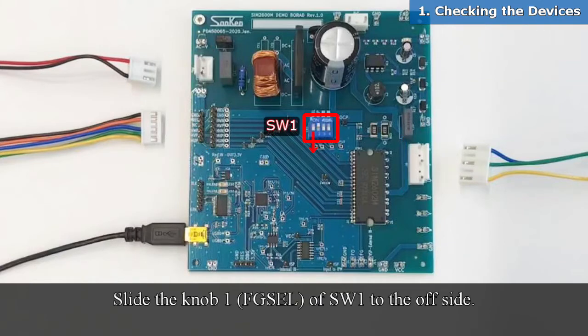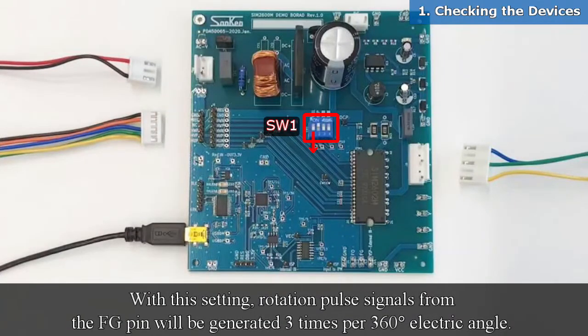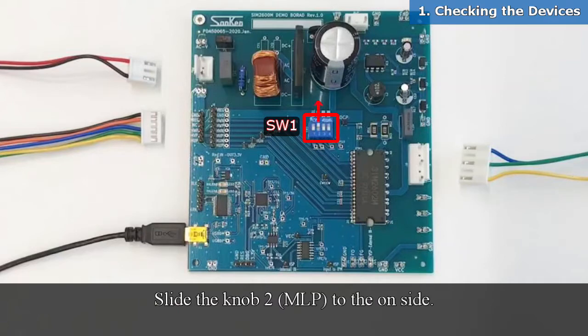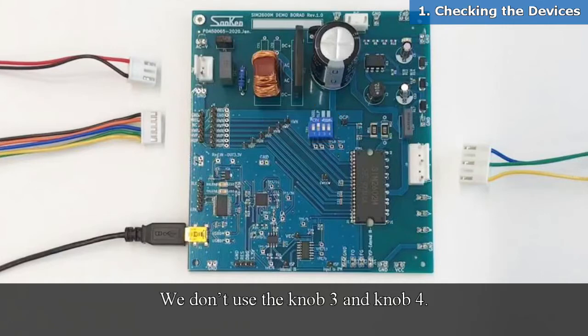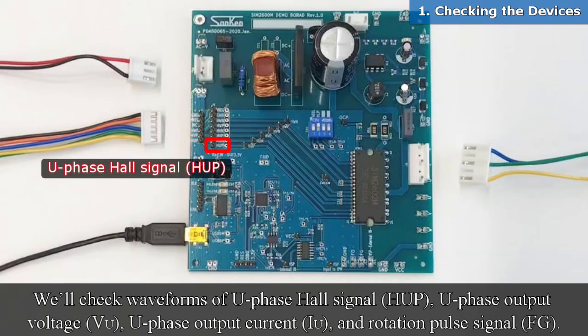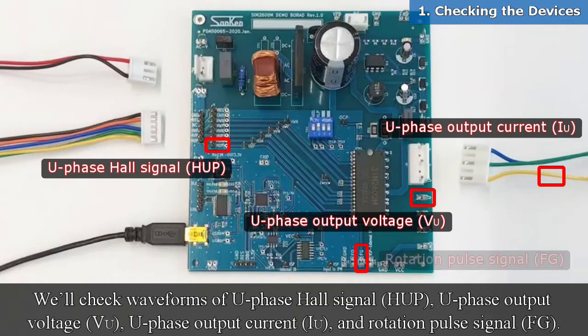Slide the knob 1 of switch 1 to the off side. With this setting, rotation pulse signals from the FG pin will be generated 3 times per 360 degrees electric angle. Slide the knob 2 to the on side. With this setting, the motor lock protection will be disabled. We don't use the knob 3 and knob 4. We'll check waveforms of U-phase Hall signal, U-phase output voltage, U-phase output current, and rotation pulse signal.